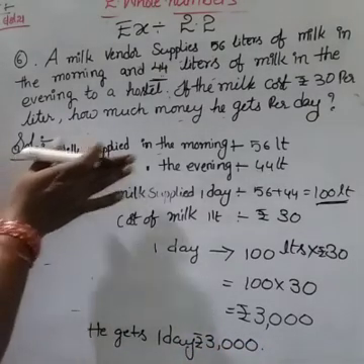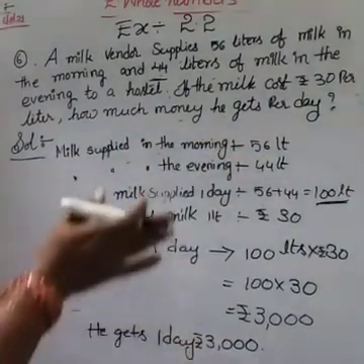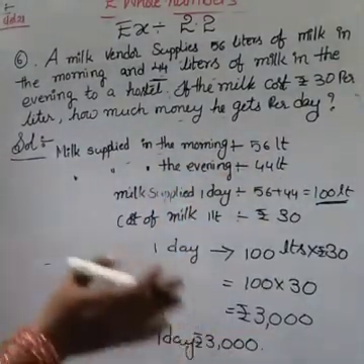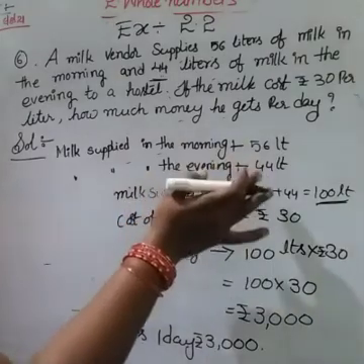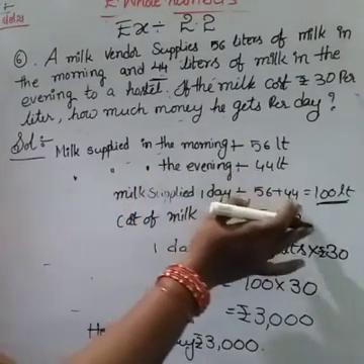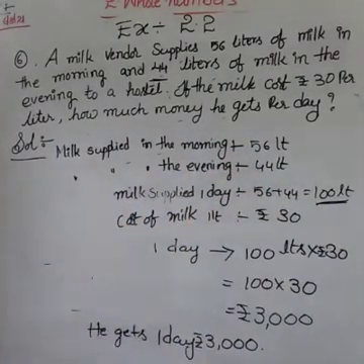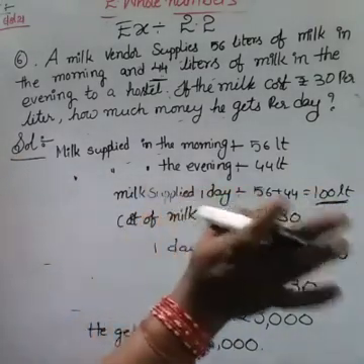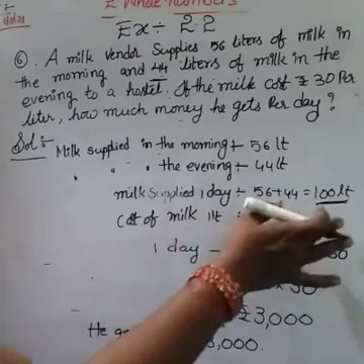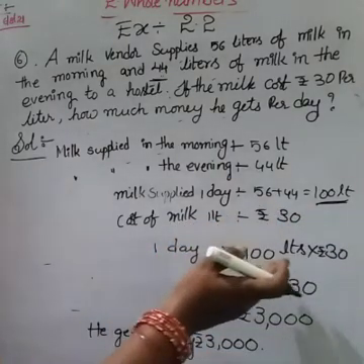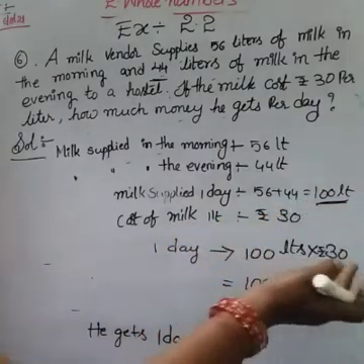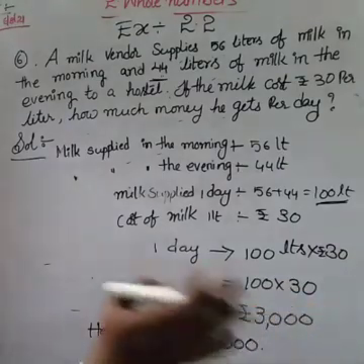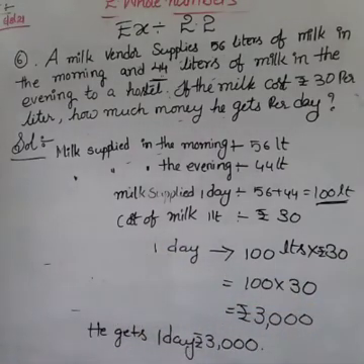The milk vendor supplied in the morning 56 liters, in the evening 44 liters. When we add morning and evening, we get one day's milk. So 100 liters he sells in one day. 1 liter costs 30 rupees, so we have to find out 100 liters. 100 into 30, 3,000 rupees he earns every day. Next, the 7th one is homework.